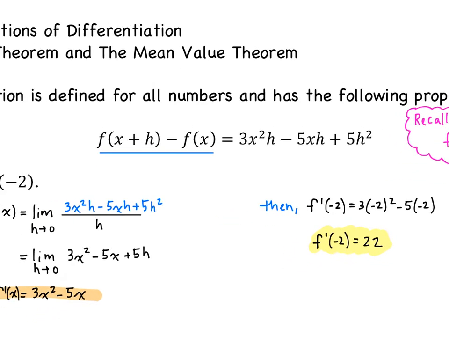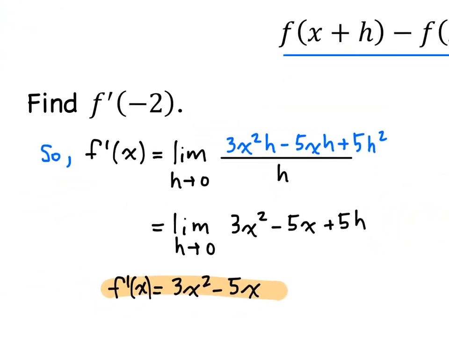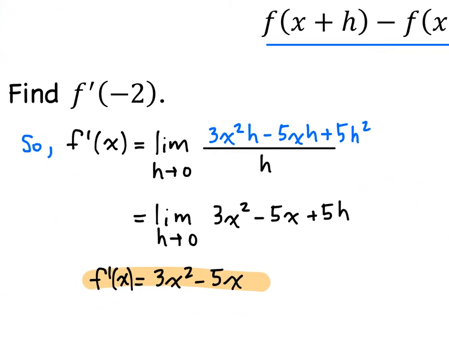The first thing we're going to do is use the fact that f prime is equal to the limit as h approaches 0. That becomes our numerator all over h, using the definition of a derivative. Canceling out the h's, we are left with this portion right here, and now we can directly substitute for h to get our f prime. So f prime is equal to 3x squared minus 5x.